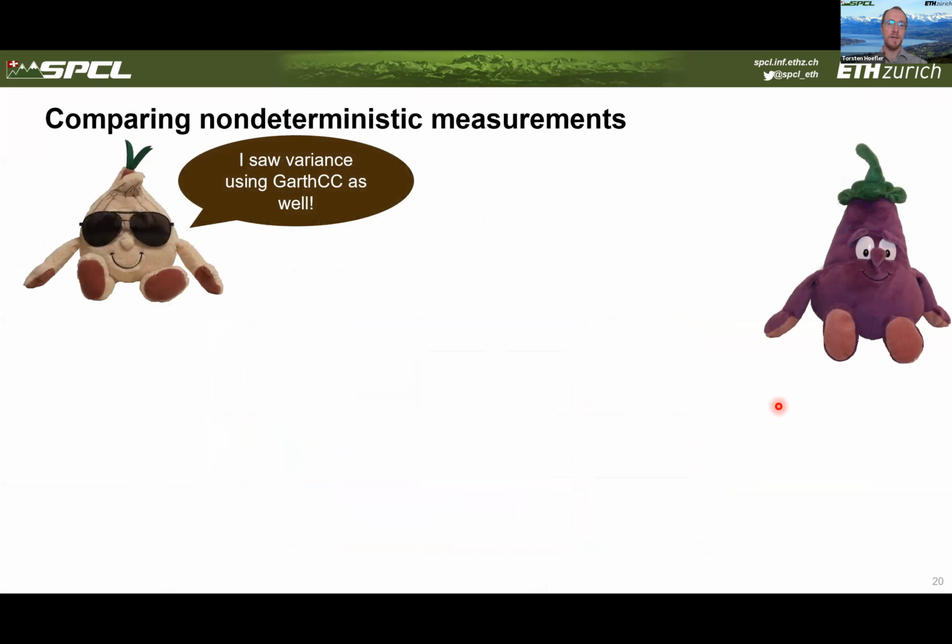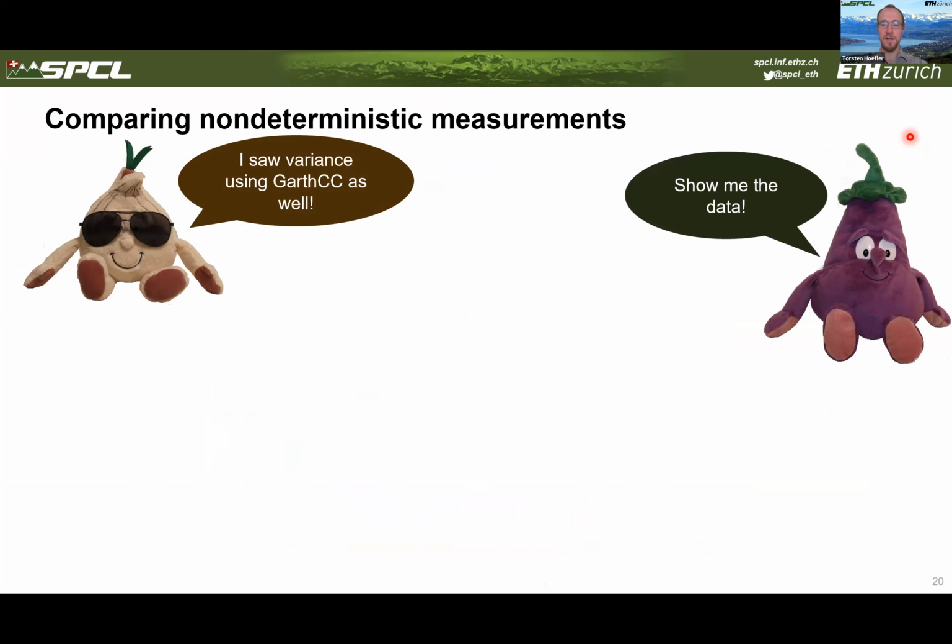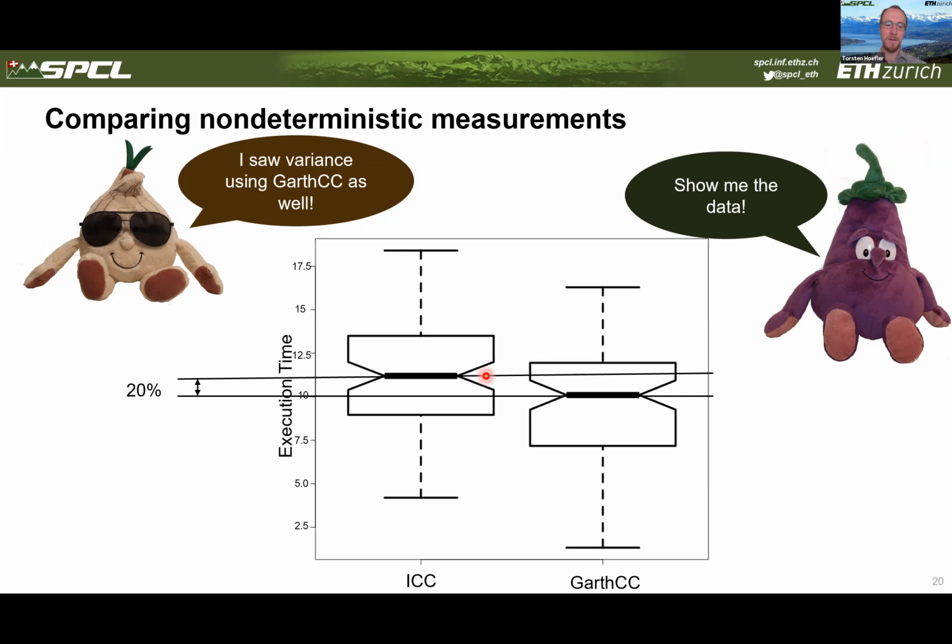Okay, so now the question is, how do we compare non-deterministic measurements? So really, Garth has seen some variants using GarfCC as well. This is now the compiler we mentioned in a couple of slides earlier. Now the question is, how much variance did we observe? Because I just showed you the 20% speedup or 20% slowdown. And now if we look at this 20% difference here, at the actual measurement results, again, this was compiled with a real compiler, measured on a real system, ICC versus GarfCC, which is a changed version of GCC, by the way.